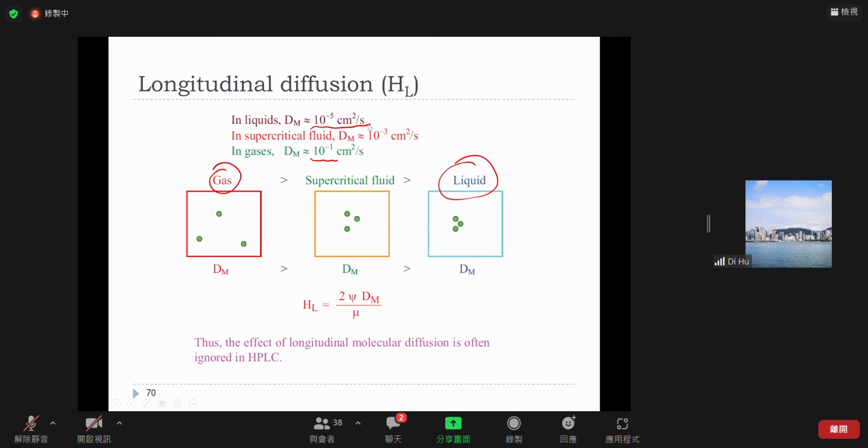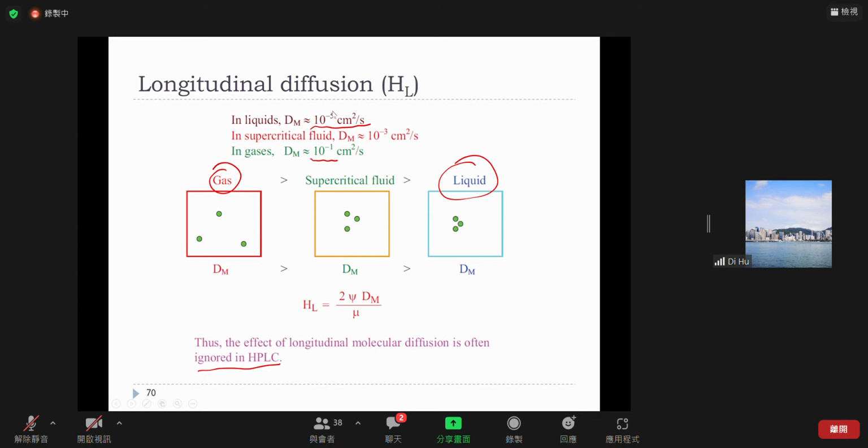That makes longitudinal diffusion a very significant factor that contributes to the plate height in gas chromatography. But when compared with gas chromatography, this term H_L is not so significant in liquid chromatography, because the diffusion coefficient for liquid is much, much smaller than that of gas. So it often can be ignored in HPLC. Okay, so that is the second term.